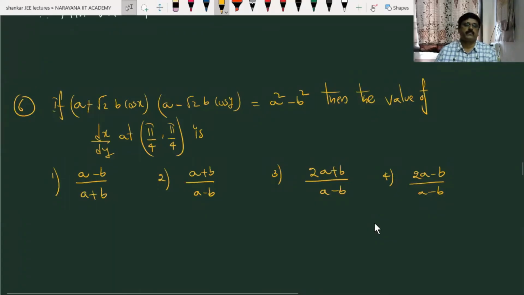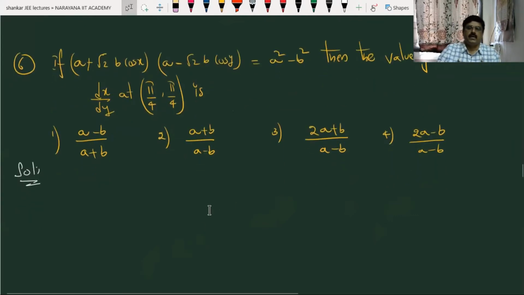Students, next problem. If (a plus root 2 b cos x) into (a minus root 2 b cos y) is equal to a square minus b square, then find the value of dx by dy at (pi by 4, pi by 4). This is the problem, students. So how to crack this problem? Carefully watch, students. Okay, as usual, what I am going to do is I just differentiate in UV form.